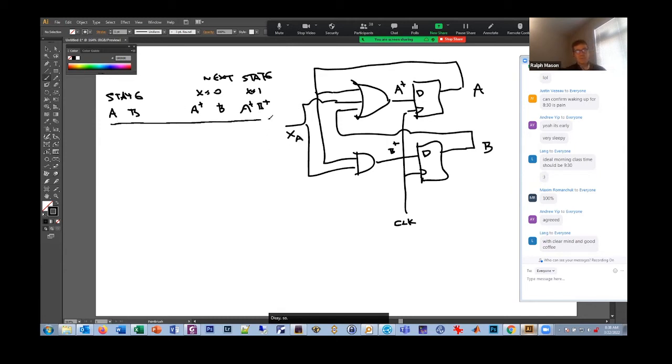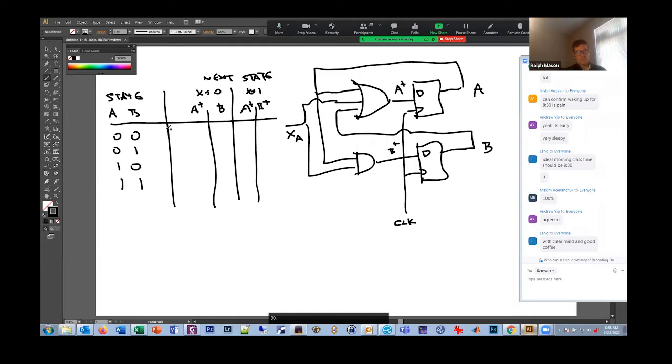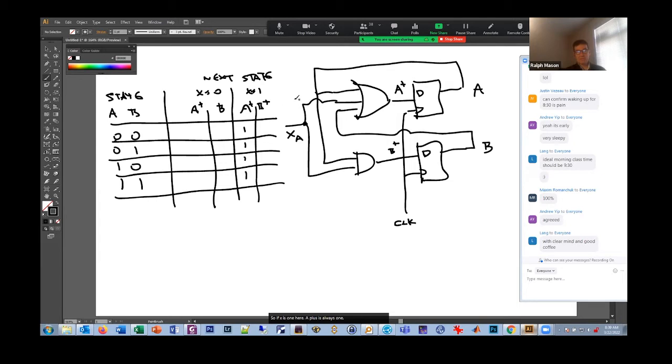Okay, so let's make this little table. We have 0 0, 0 1, 1 0, 1 1. For A plus, if any one of these bits is 1, A plus is going to be 1. So if X is 1, A plus is always 1. And if X is 0, if A or B are 1, it's a 1. So with X equal to 0, this is 1, 1, 1, and this will be a 0, because A, B, and X are all 0.